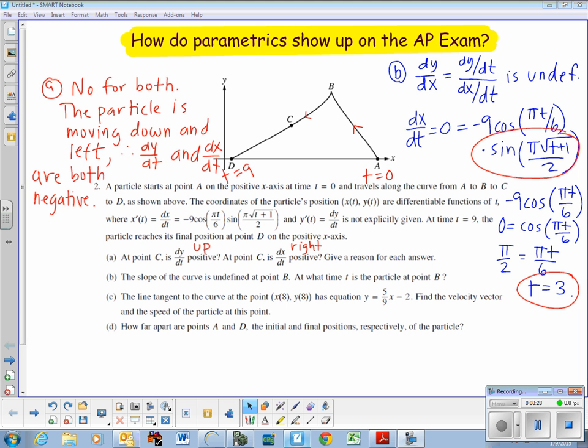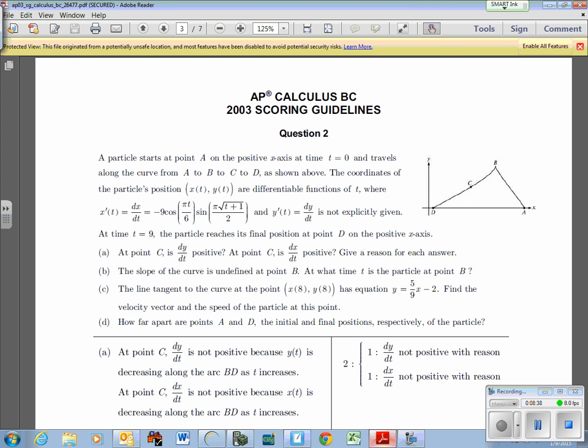A lot of times I'll say 3 seconds when I'm talking about parametrics, even though that t does not always mean time. And in this case, it doesn't necessarily mean seconds. But it's okay.